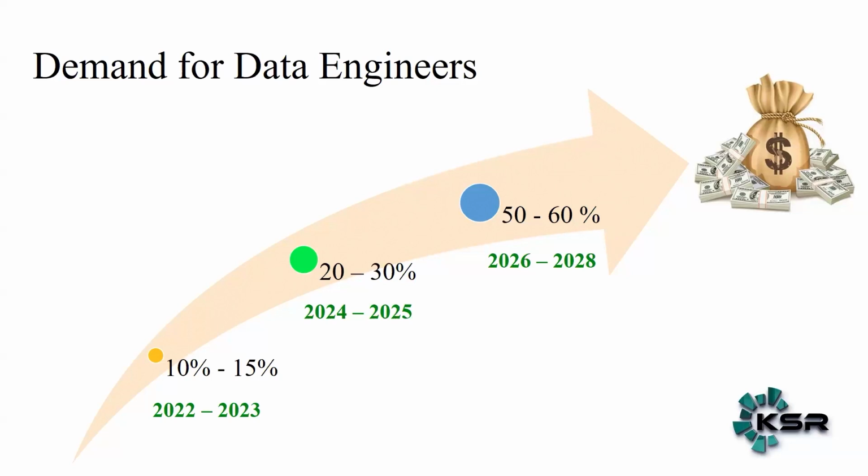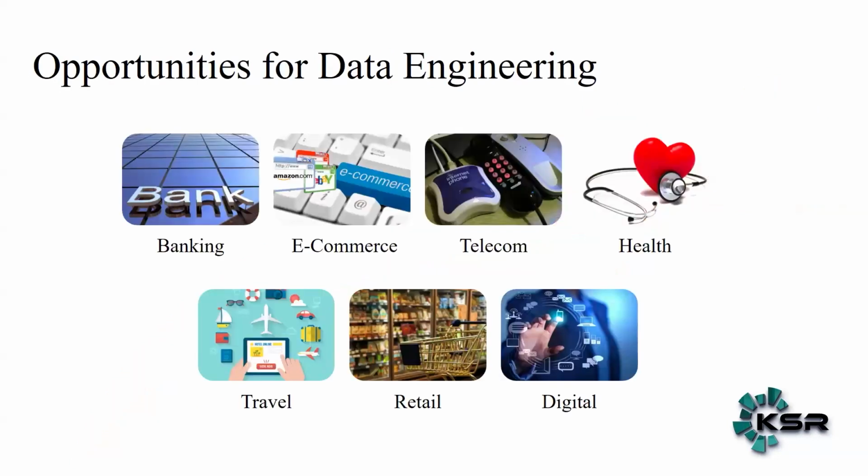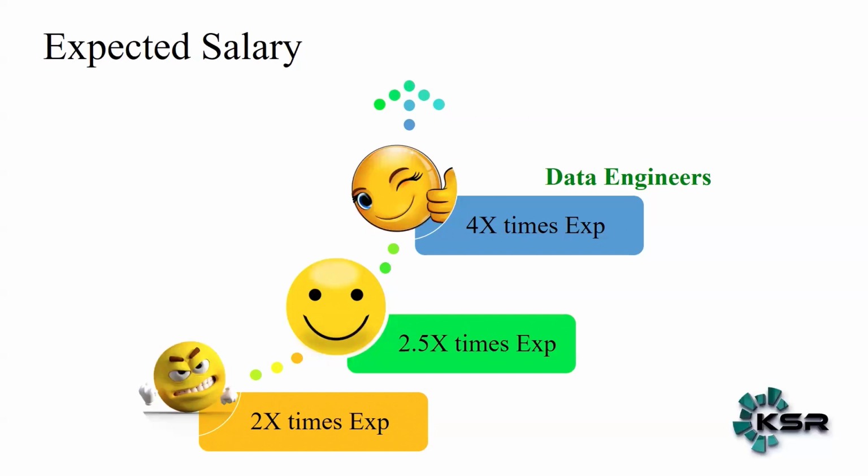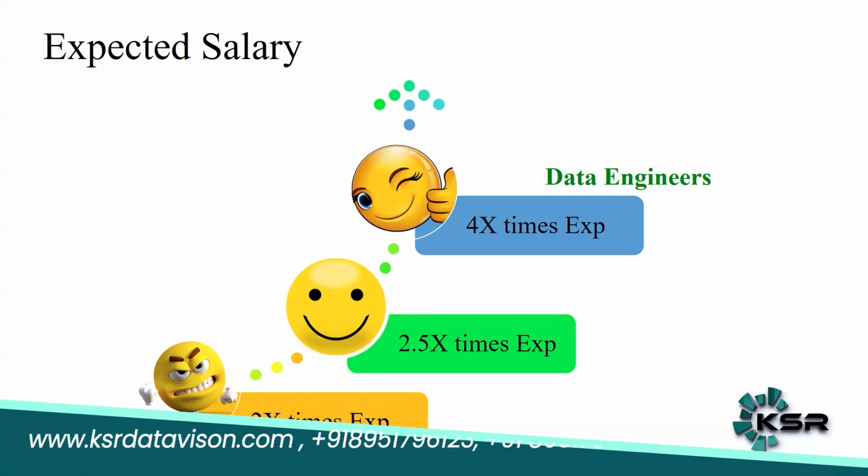So your package can easily turn 4x or 5x. For example, with 5 years of experience, you can easily demand 20 to 25. But if you're a Java developer or a tester, the IT standard they follow is 2x. For example, with 4 years you can still get only 8, with 5 years only 10. But if you're a data engineer, you can get up to 4x, that means 4 times your experience. With 10 years of experience, you can expect 40 lakhs. With 20 years of experience, you can even expect 80 lakhs.